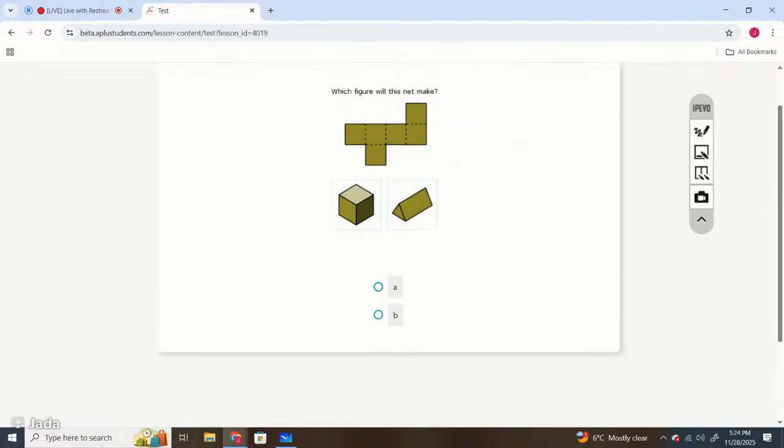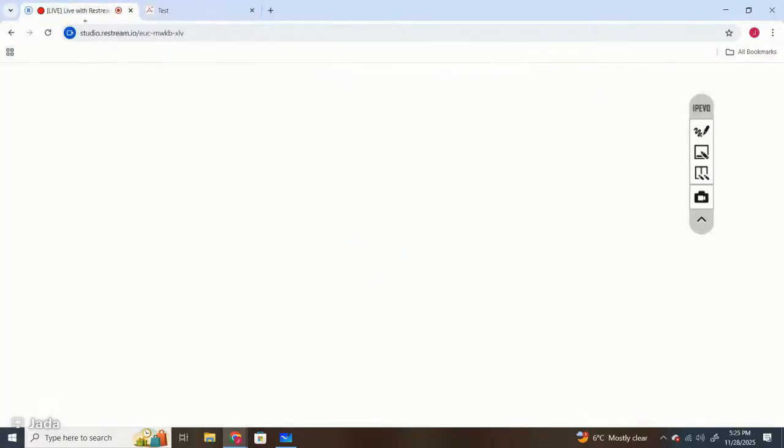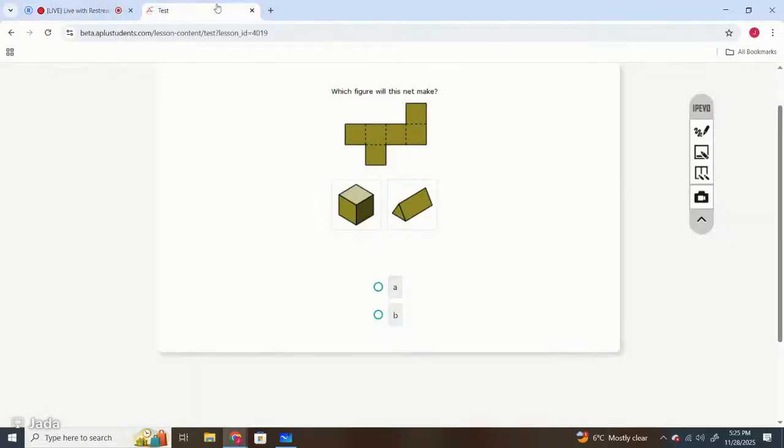Which figure will this net make? Okay, option number A is the correct option.